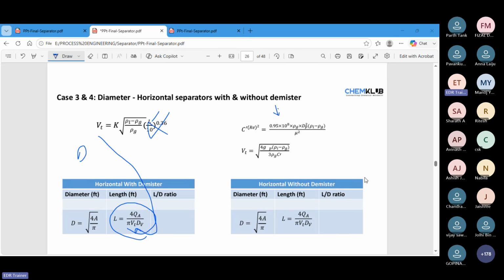Wait a minute. Someone has calculations. Please share your screen. Already I have the screen. My screen is not visible? Okay, sorry. My screen is not visible. Okay.